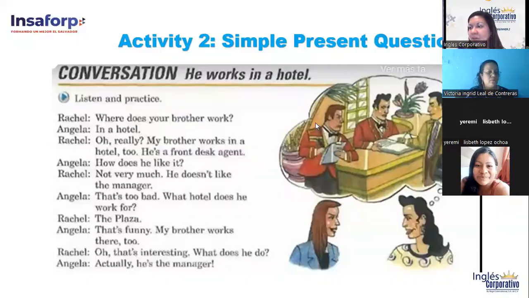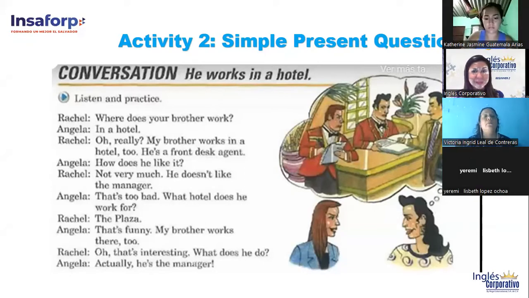Okay, so in activity two, we have a conversation. He works in a hotel. We have a conversation between Rachel and Angela. I would like two volunteers to read out the conversation. So I need two volunteers, only two volunteers. You can raise your hand. Okay, Rachel and Victoria, okay?